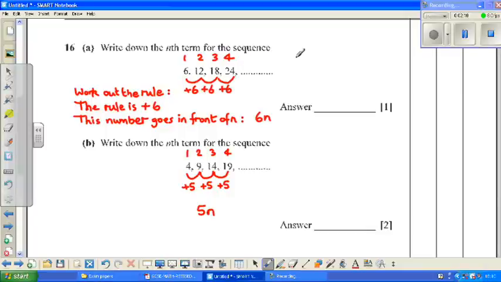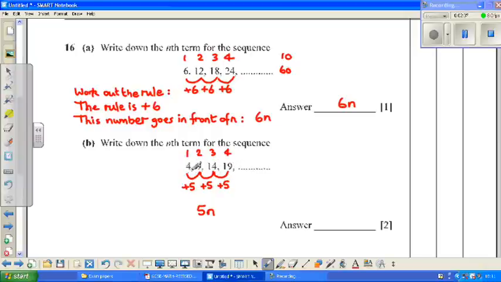If we wanted to know what the 10th term of the sequence, over here somewhere, it would be 6 times 10, which is 60. So we now know, depending on what term number we want to know, we can just put it into our formula, 6n, and we'll get the answer. For the second part, we have a different number sequence. This time it's 4, 9, 14 and 19.